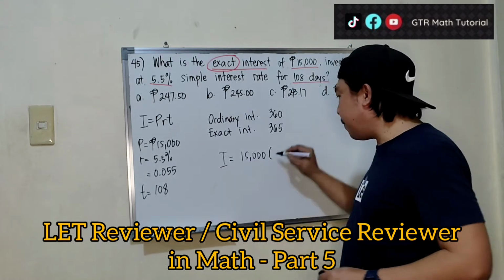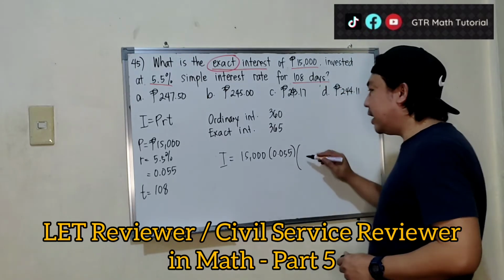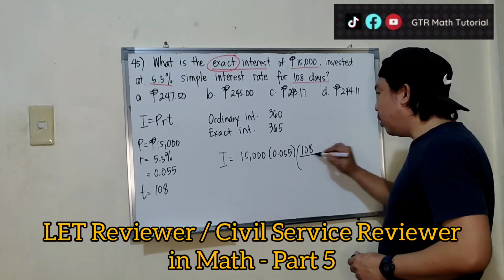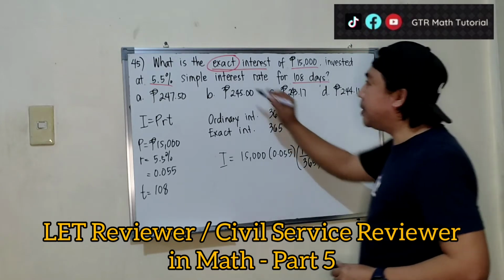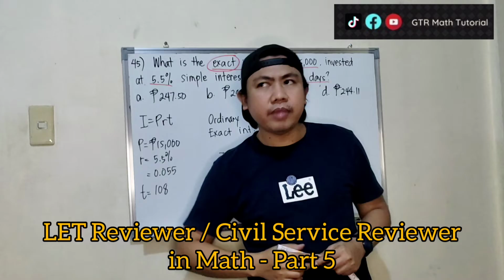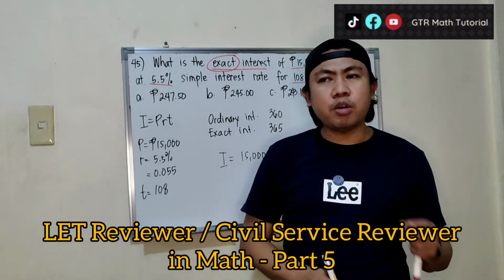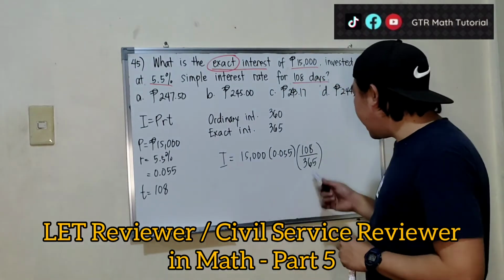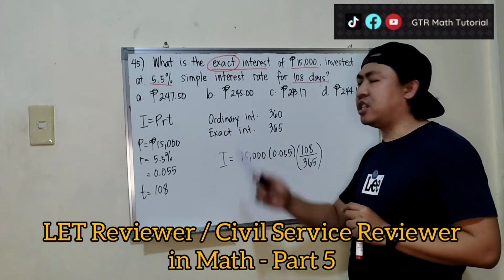R is 0.055. And then, time is equal to 108 over 365, dapat 365 dahil nakalagay na exact. Pero kung walang nakalagay na exact sa problem, automatic ang gagawin natin, gagamitin natin yung banker's rule. So pag sinabing banker's rule, ordinary interest yun.